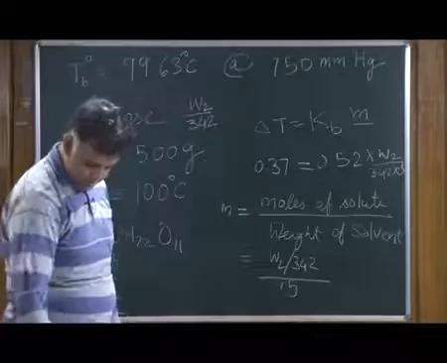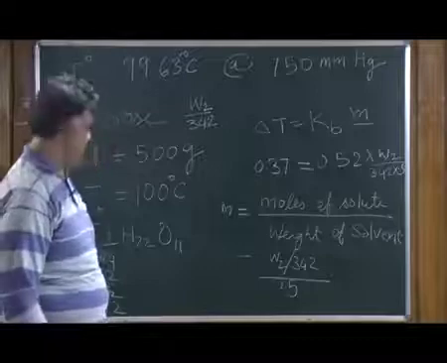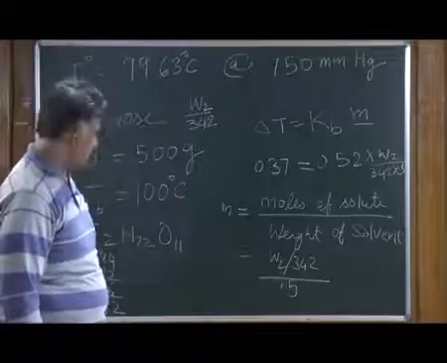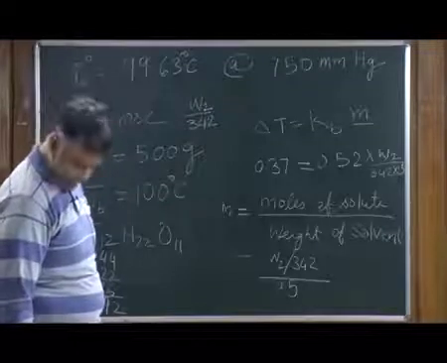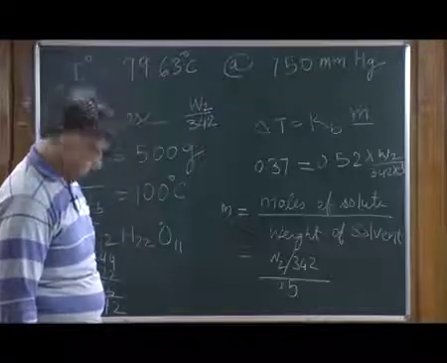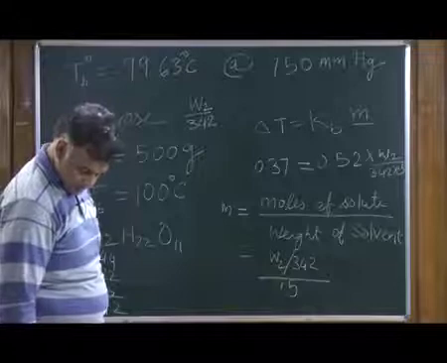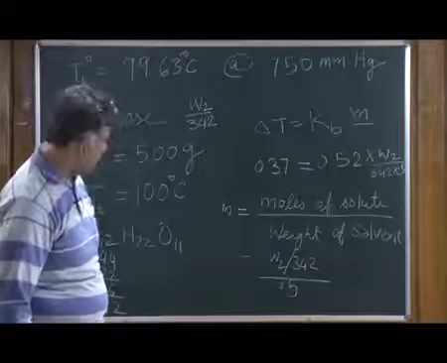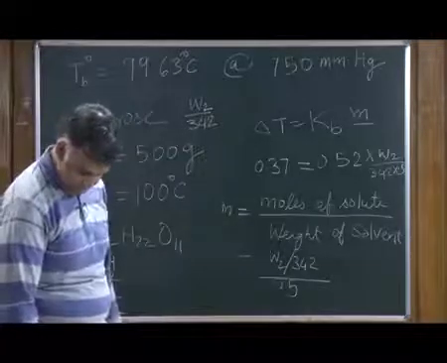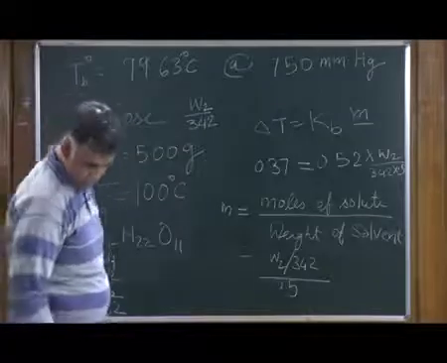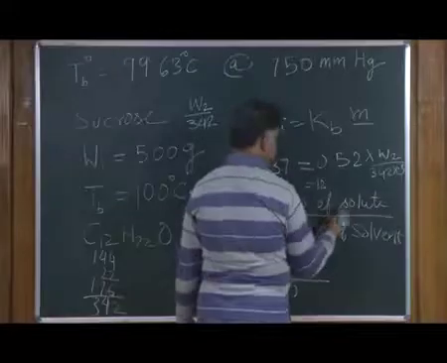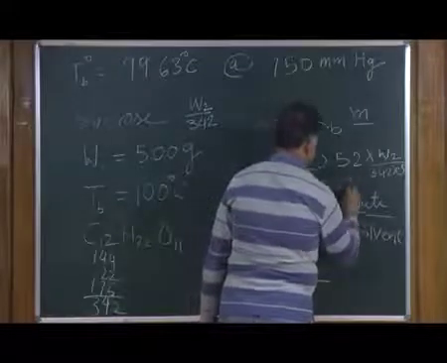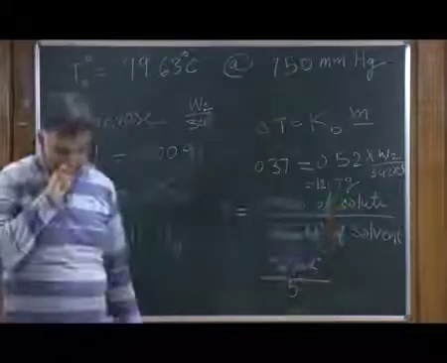Okay, let us use the calculator. 0.37 multiplied by 342 multiplied by 0.5 divided by 0.52. So, answer comes out to be approximately 121.7 gram. Okay.